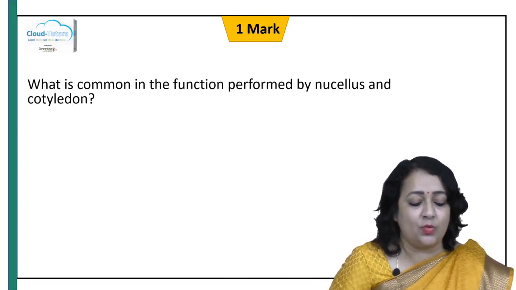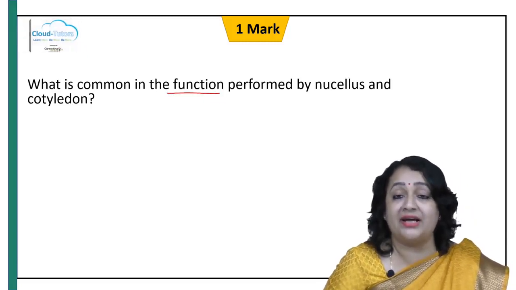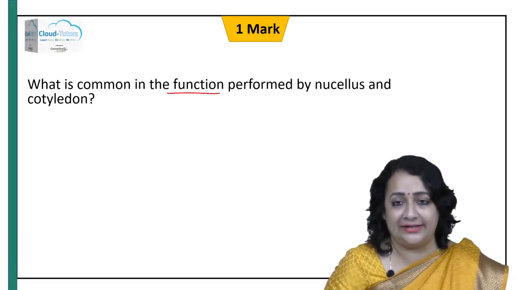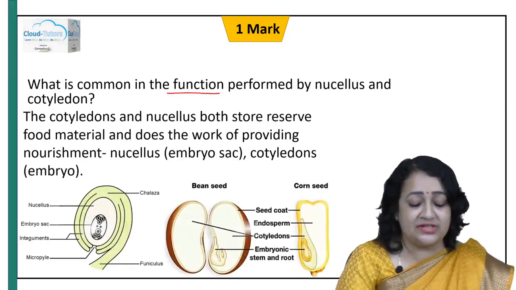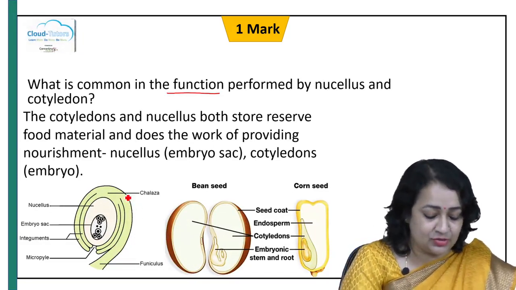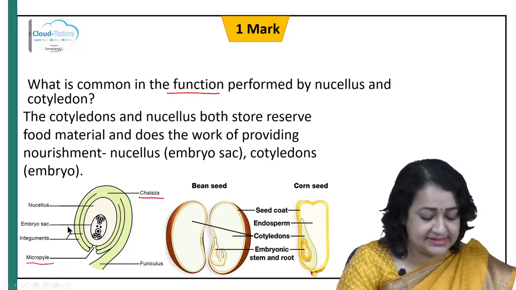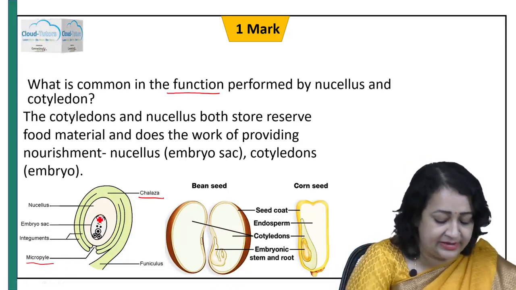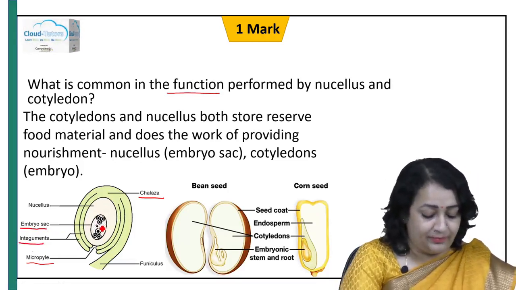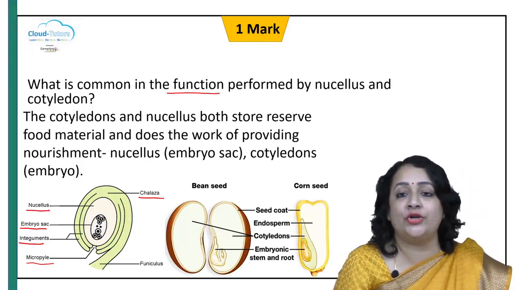Next question. What is common in the function performed by nucellus and cotyledon? For this, first you should know what the nucellus is and what the cotyledon is. If you see the picture I have given here, this is the structure of an ovule. There is a micropylar end and the chalazal end, and this is the embryo sac. The layer which is covering the embryo sac is called the integument. Now the embryo sac is covered by a tissue called the nucellus, and this nucellus is nutritive in function.